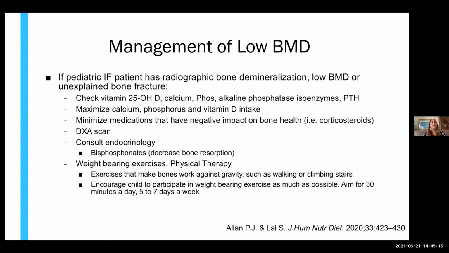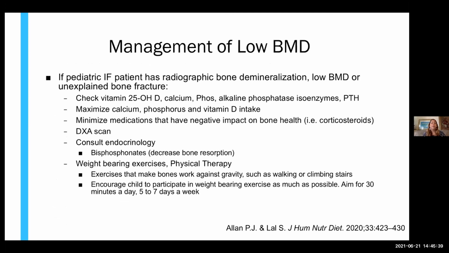So if patients have findings on imaging, again, you want to do your baseline lab evaluation, making sure that you're maximizing their calcium, phosphorus, and vitamin D intake. So whatever you can through parenteral nutrition, and then the rest through oral and enteral. Do a thorough review of the medications, again, minimizing any medications that might have a negative impact on bone health, such as steroids, and check your baseline DEXA scans and repeat them.